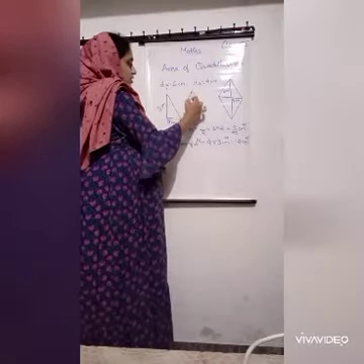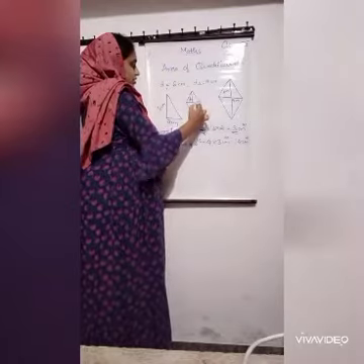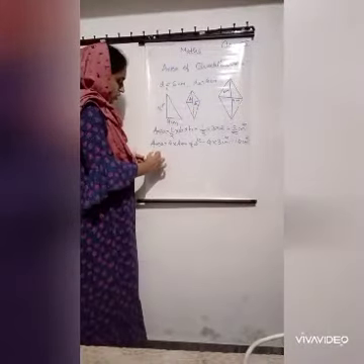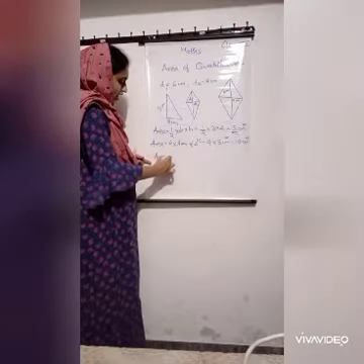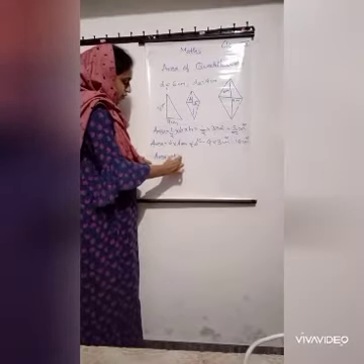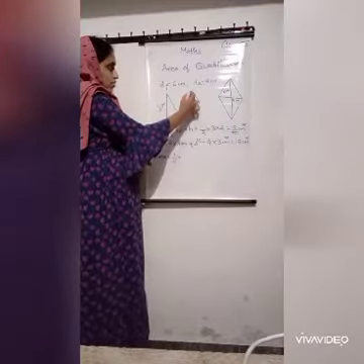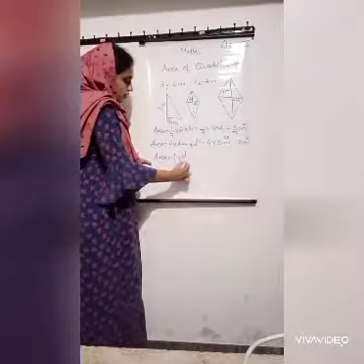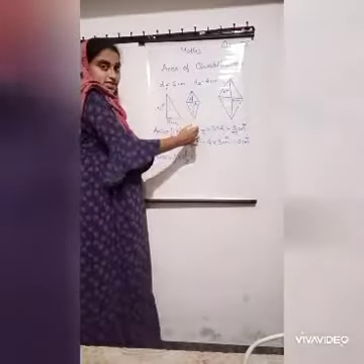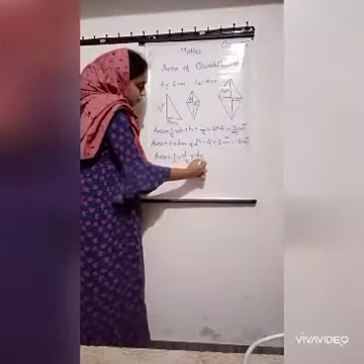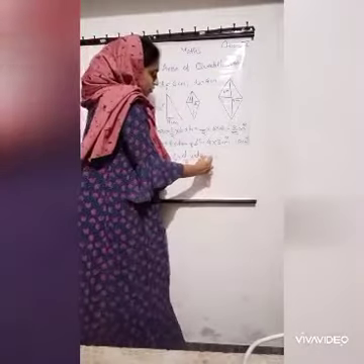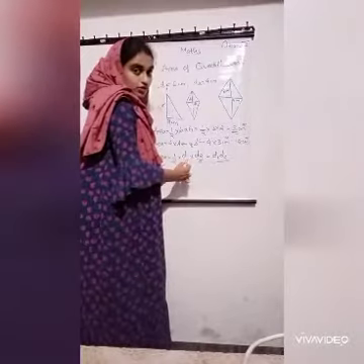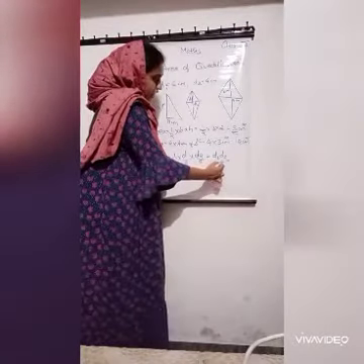This is D1, this is D2. Using algebra, how can we find the area? Half into this portion. Height is D1 by 2, into base is D2 by 2. That is equal to D1 D2 by 2 into 2, 4, 4 into 2, 8.